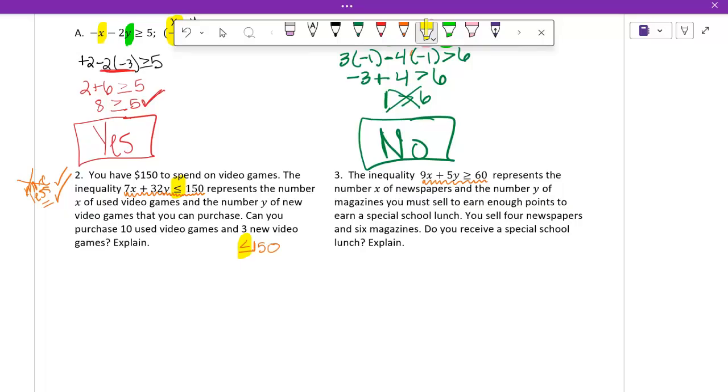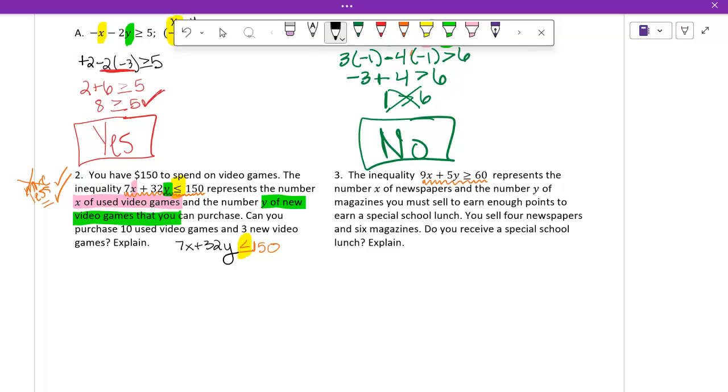X is our number of used video games. Y is our number of new video games. So X, they tell me, is my used video games. And Y is my number of new video games that I can purchase. Now, they didn't give me the information in the word problem, but they gave me the inequality. So from here, I could tell, hey, $150 to spend. X is used video games. Those are $7, and my new video games are $32. So even though they didn't say it, I know that because they gave me the inequality.